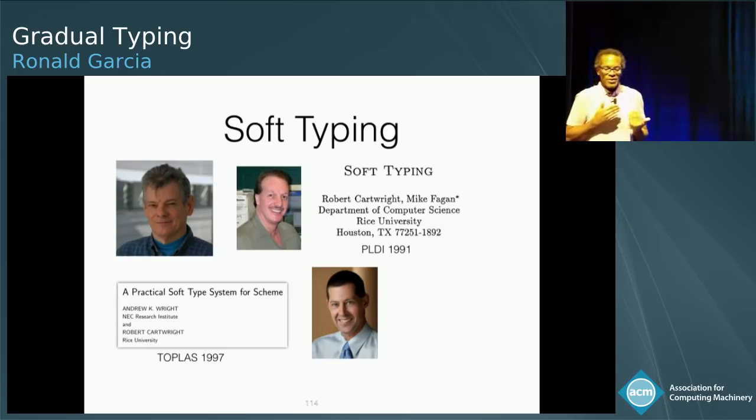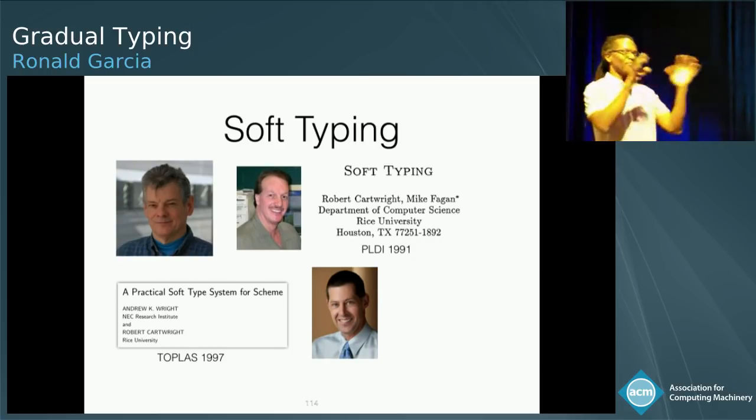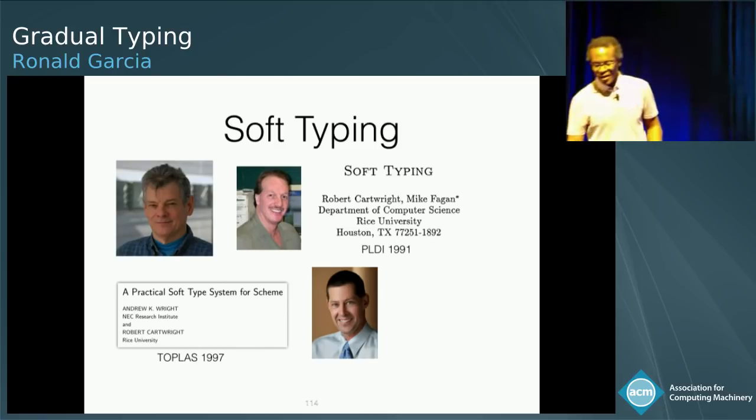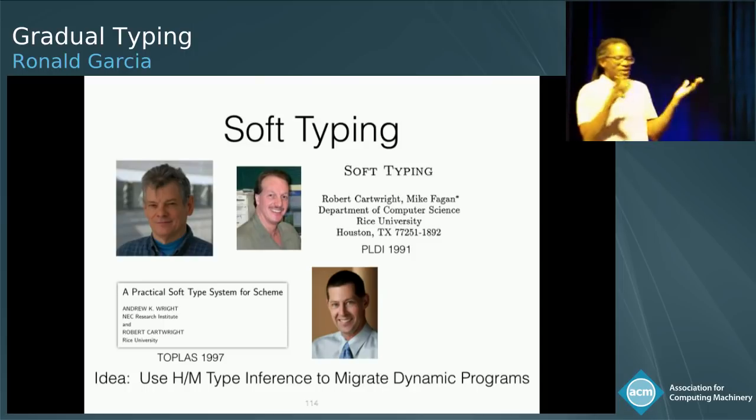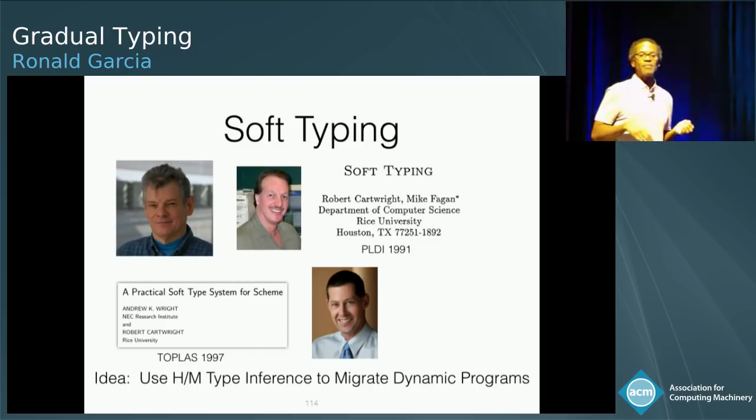So now, stepping backwards, we have this classic work that's really interesting called soft typing, and this was Corky Cartwright and Mike Fagan, and then Andrew Wright, who's the same Wright from the Wright and Felleisen Progress and Preservation, well, syntactic type safety paper. What they were trying to do was basically use and extend Hindley-Milner type inference as a means to migrate dynamic programs. And I think they were mostly focused on performance, getting rid of dynamic checks, but they were trying to think of types as the means to make things work.